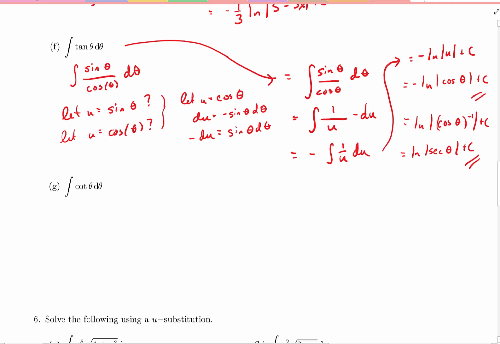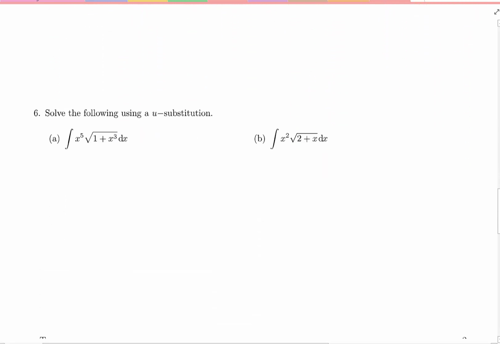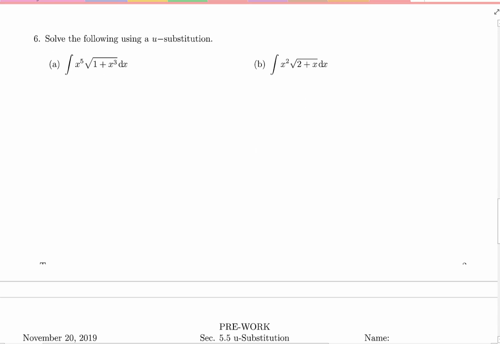Okay, so I'm going to let you do letter G. You try. Okay, so you try letter G. Give that your best shot. It's going to be very similar to letter F, but the substitutions will be different. And now I'd like to move on to a couple of challenging ones.